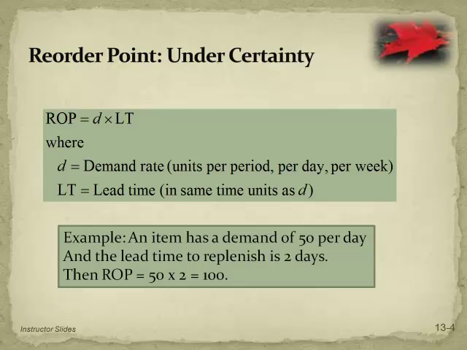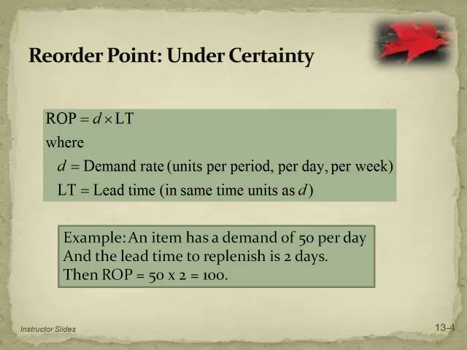A simple example of calculating the reorder point is shown in the bottom of this slide. Let's say that I have a reliable demand rate of 50 per day, and it takes me 2 days to get in a resupply of this item from my supplier. So my reorder point is going to be 50 times 2, the demand rate times the lead time, or 100, which means that when the inventory level reaches 100, then it is time to send an order to my supplier to replenish.